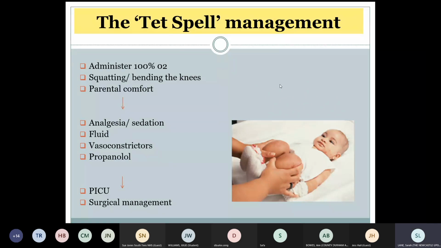Immediate management, well, 100% oxygen. This is going to increase pulmonary blood flow. Also, bending the child's knees will increase venous return and increase the systemic vascular resistance as well. So this is all to try and reduce the right to left shunt, so instead, increasing the pulmonary blood flow. If you read up on this, you can actually see children in developing countries with Tetralogy of Fallot, and they can be seen to instinctively squat, and that is their attempt at trying to force blood into their pulmonary system.